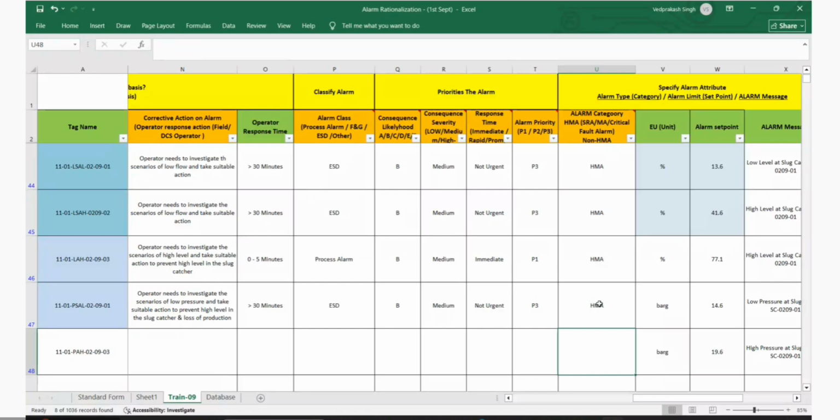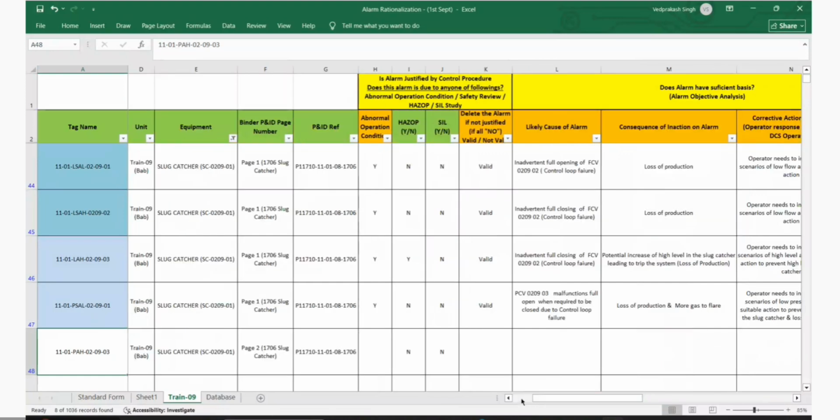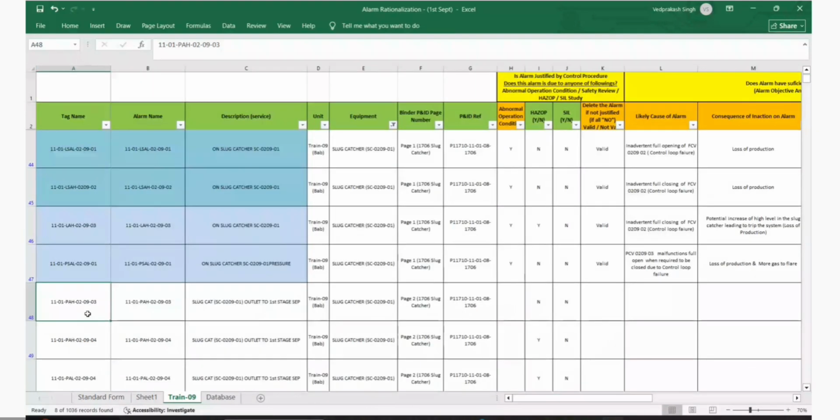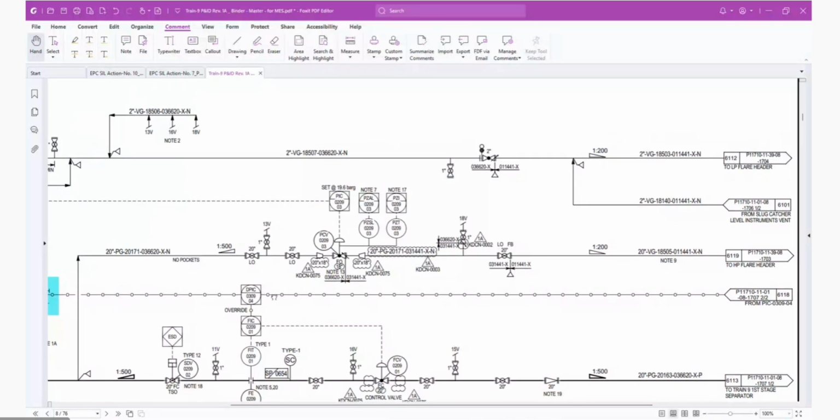Okay, guys. So we are now going for the next one. Next one is the same. It's the other side of it. Now it's high instead of low, right? So this is alarm. This second alarm is the same as the first. This is a PAH.